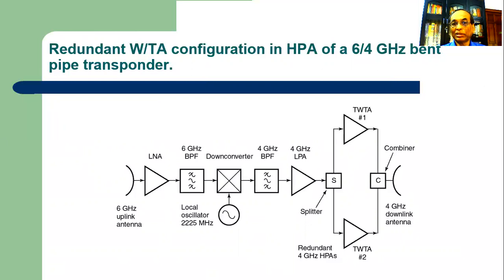So what is there? This 4 gigahertz low power amplifier is feeding power to the high power amplifier, that is TWTA, traveling wave tube amplifier. Those two traveling wave tube amplifiers are configured in the parallel mode redundancy system, and the final output is connected to the downlink antenna, the 4 gigahertz downlink antenna. So this is on board, housed in the satellite system. So the TWTAs are there, they can operate in parallel.